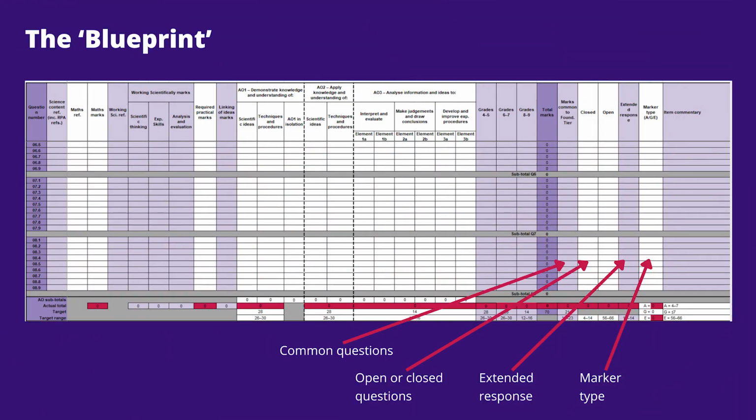This is the blueprint for the higher tier paper. The higher tier grid contains all the same headings as the foundation tier, with the only difference being that there are 3 grades that need to be fulfilled.